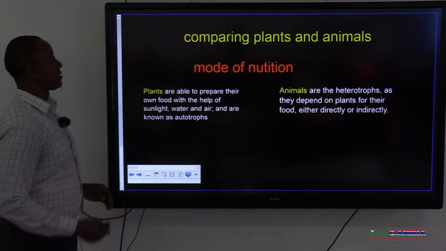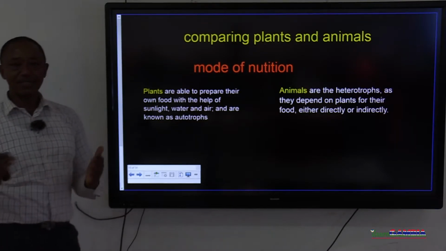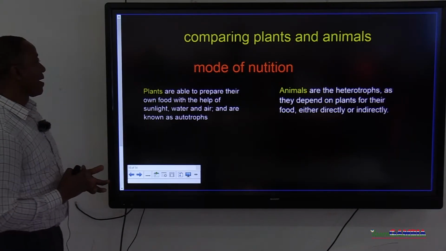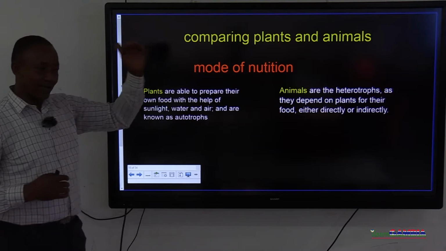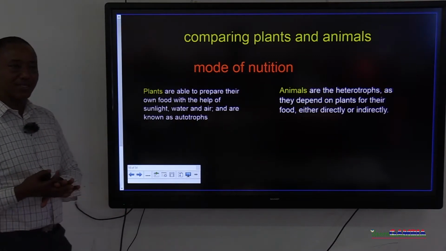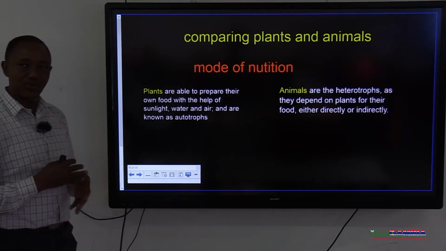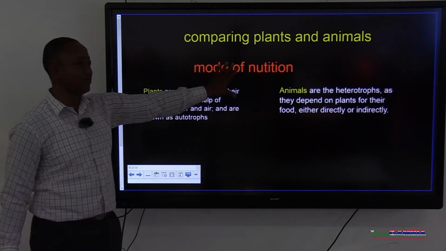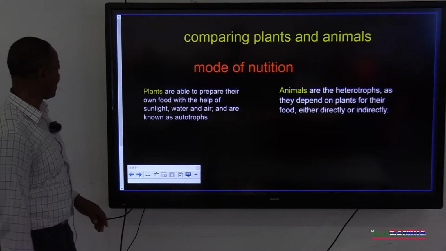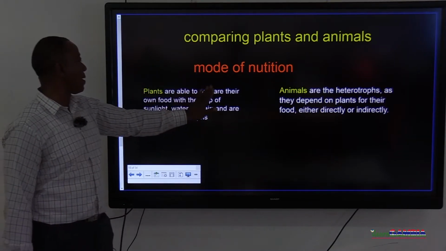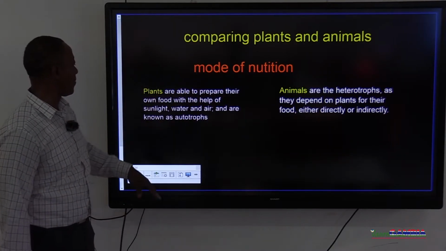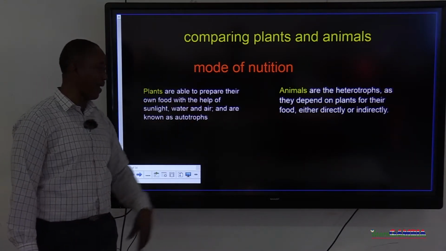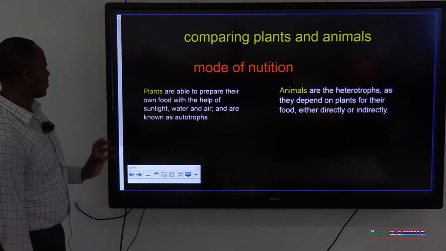Let us look at plants and animals. Let's compare them. Okay? Because they all carry all these seven characteristics of living things. They are similar in some respects, but there are some basic differences. Let's look at the mode of nutrition. It is obvious that plants are able to prepare their own food with the help of sunlight, water, and air. And with that, they're able to make food.